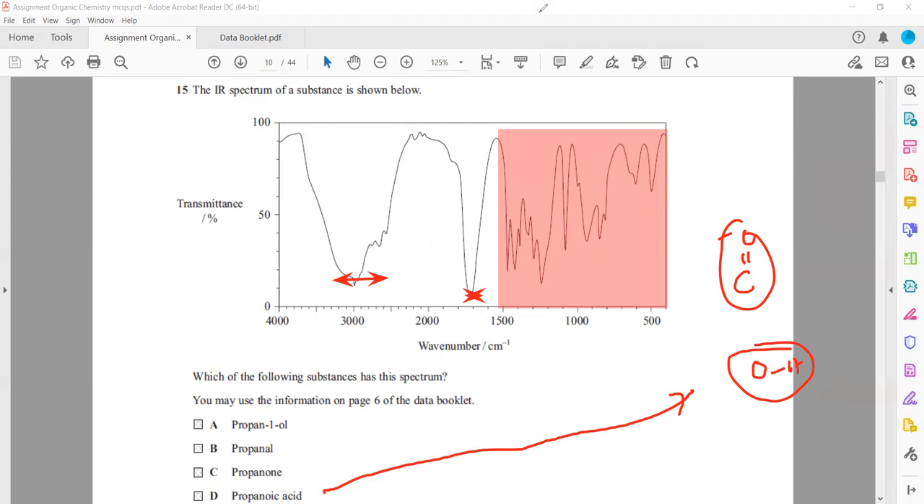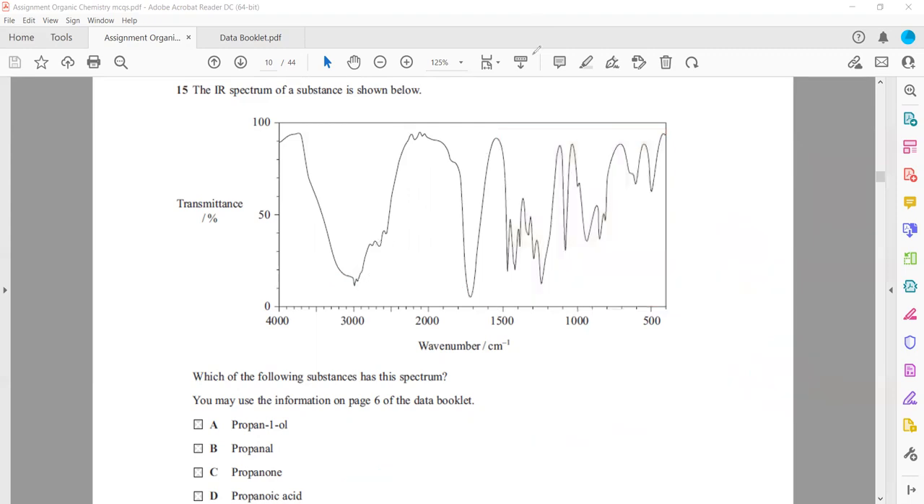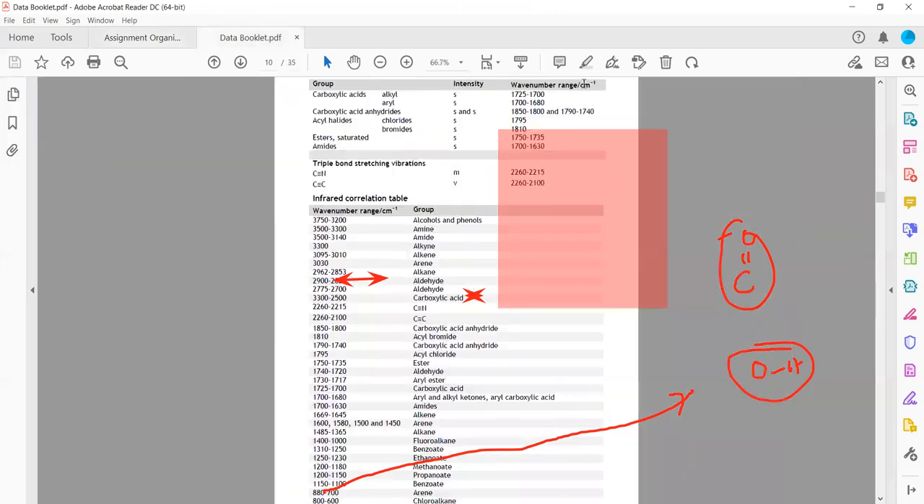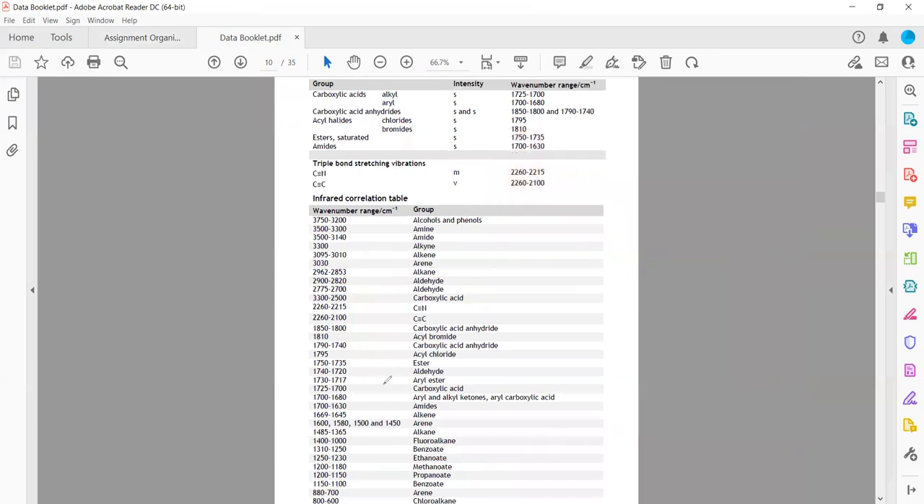But we'll confirm this using a data booklet, page number 6. When you check for carboxylic acid, look at the wave number. These are the ranges given for wave number in the infrared correlation table.